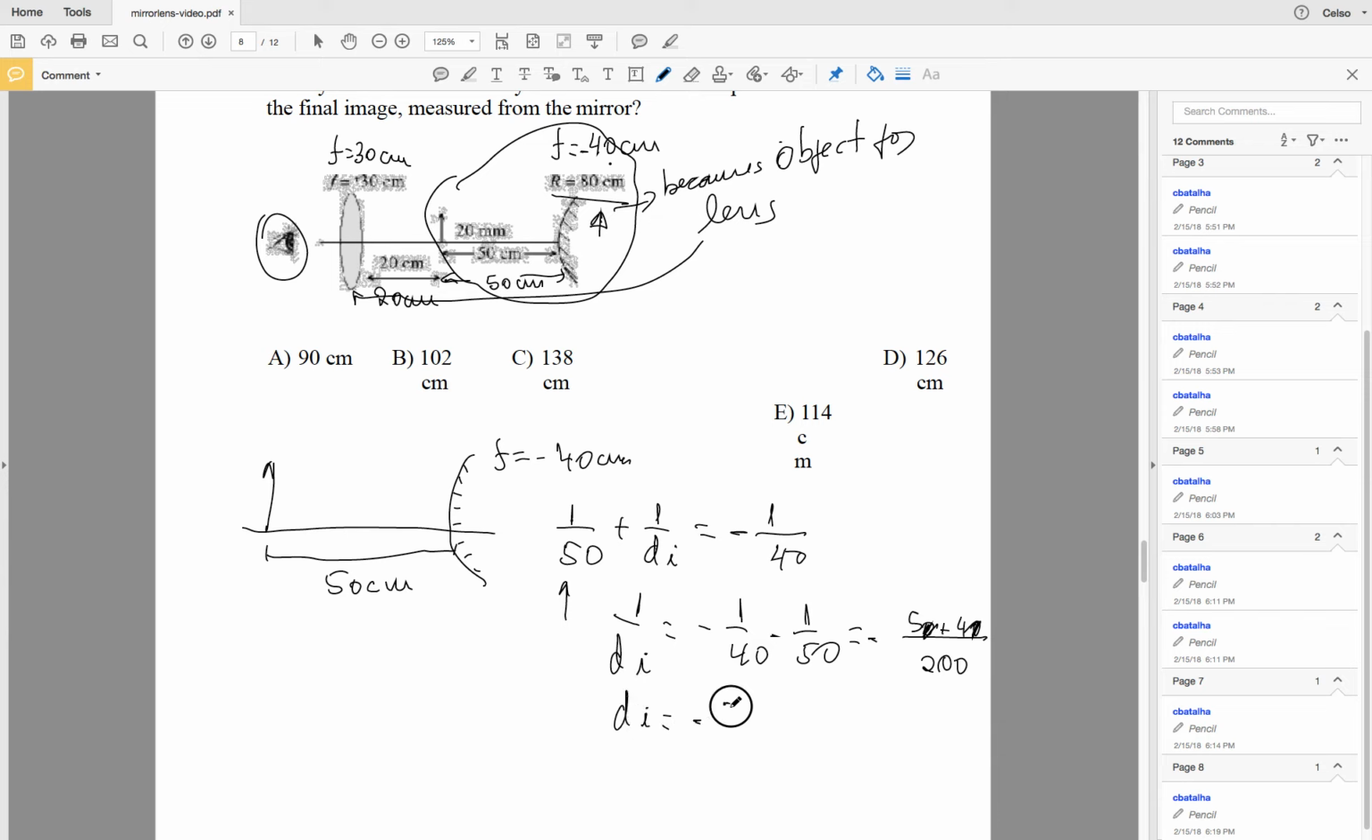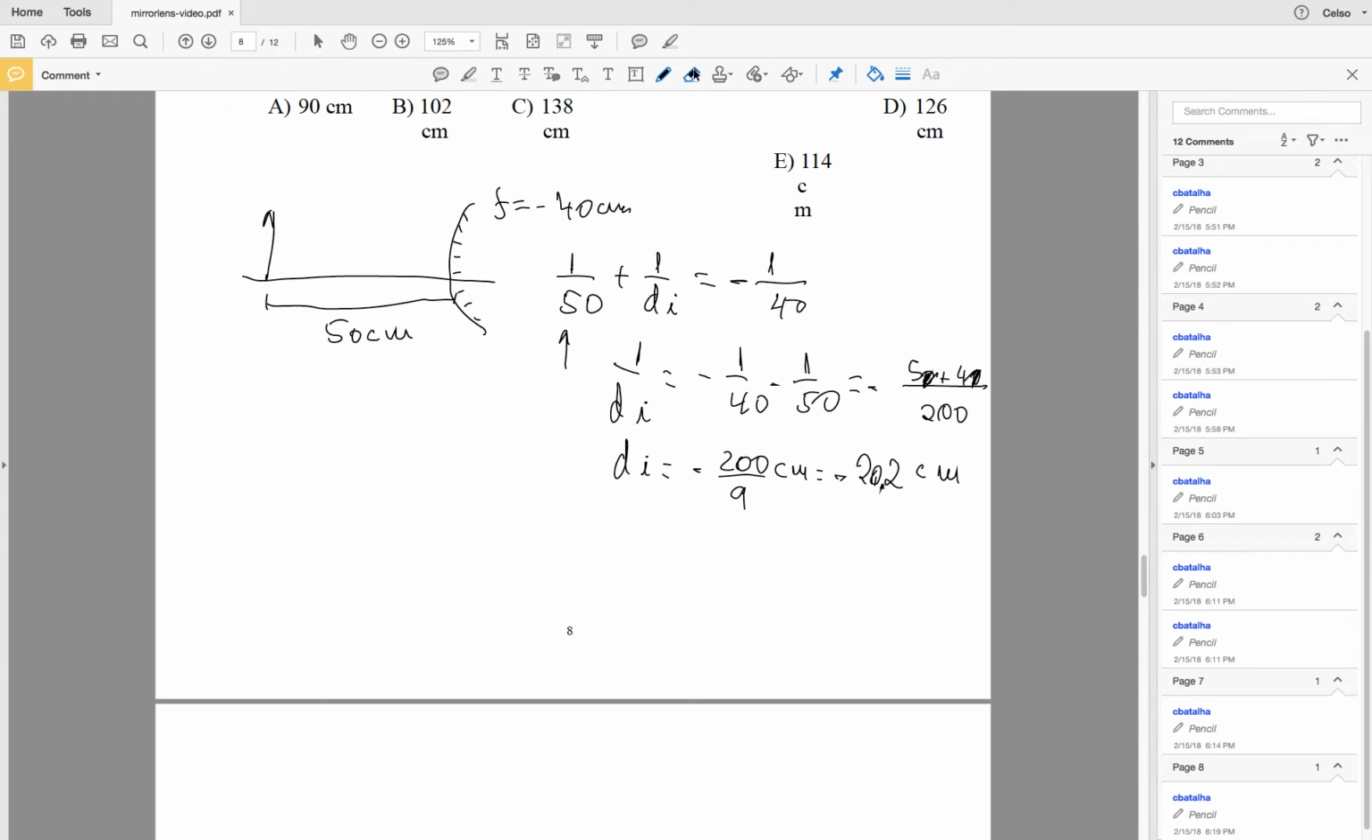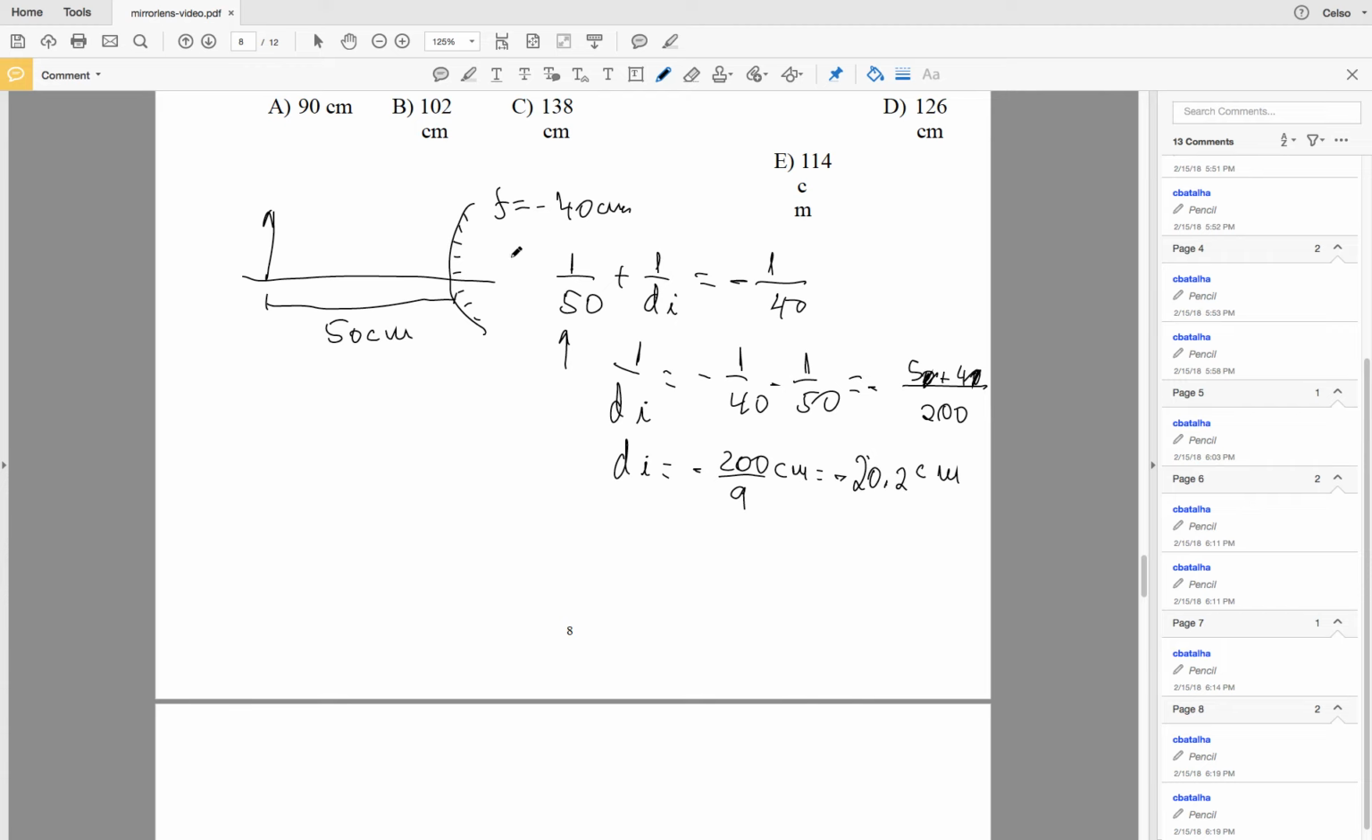So the image distance is negative 200 divided by 9 centimeters, and this is about negative 22.2 centimeters. Which means this image is erect, but is formed somewhere here, erect, and this distance right here is 22.2 centimeters. Are we all there? So you solved the first part.